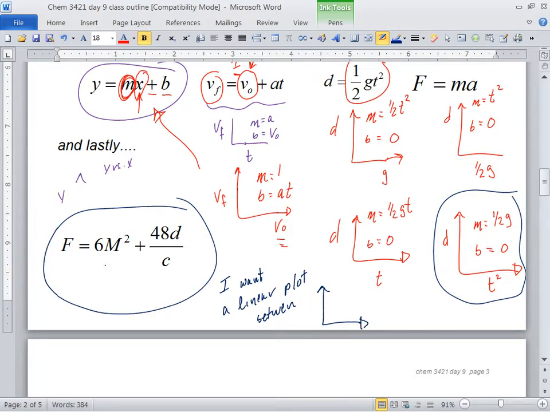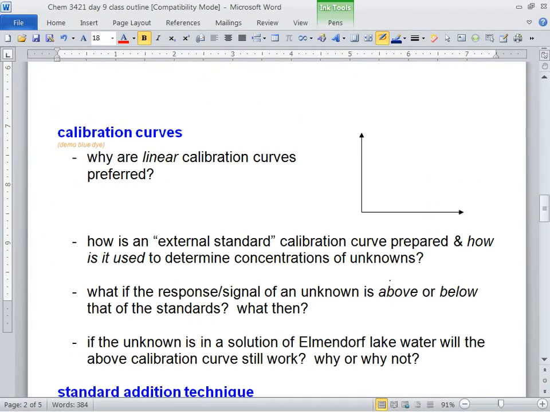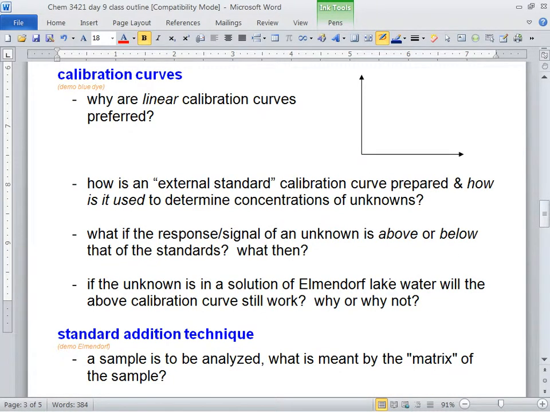I guess what I'm saying is I could plot f versus, let's just see if you're seeing this. If I plot f versus m squared, big M squared. There's my y. Here's my x. What would be my slope? 6. I think you see the game now, right? Slope would be 6. Okay, that's enough. Calibration curves.